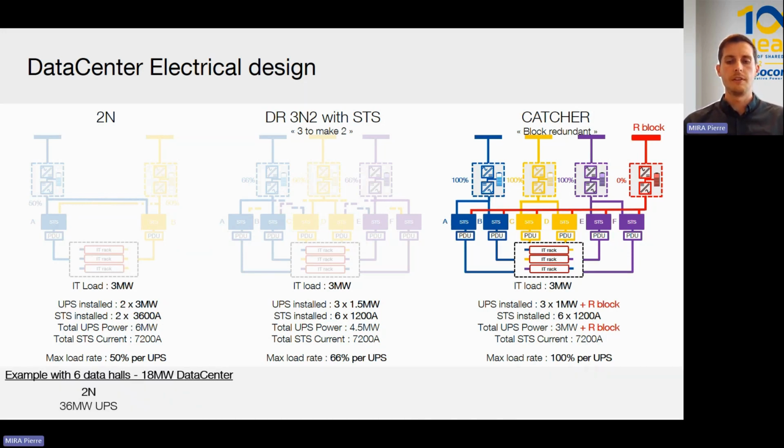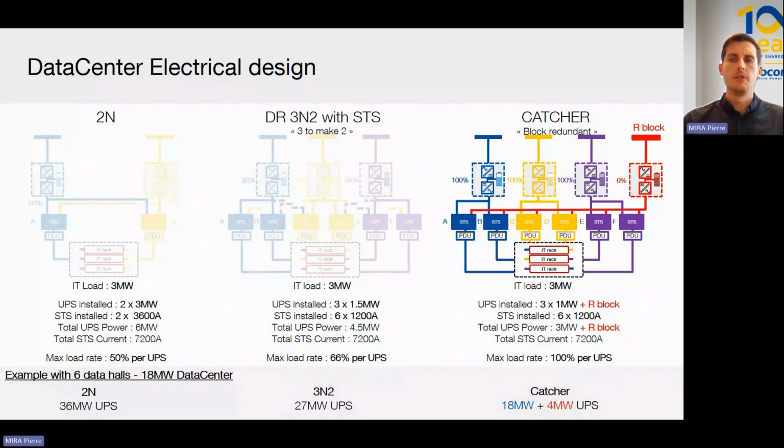So to do an exercise of sizing in an 18 megawatt data center, with a 2N architecture, we would have to get 36 megawatt of UPS. In a 3N2 architecture, we will use 27 megawatt of UPS. And in a catcher or block redundant architecture, we would have, in this case, 18 megawatt of UPS and, for example, 4 megawatt of UPS. So block redundant UPS can have different power level depending on the level of resiliency we want.